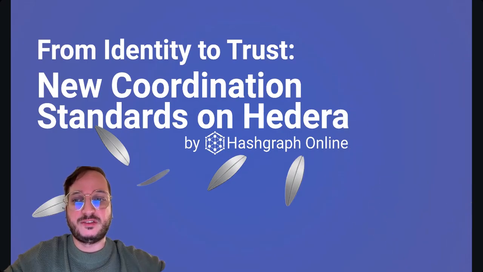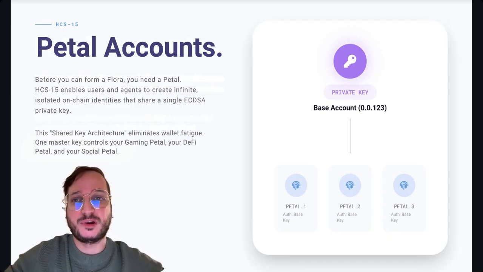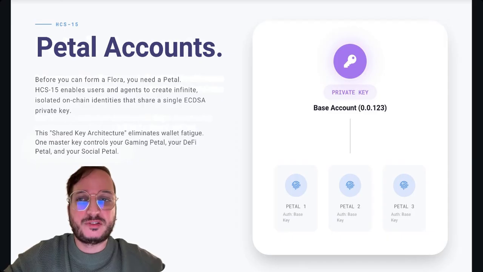One of the cool things about Hedera that most people don't know is that you can have many accounts that use the same private key. In fact, you can have many different entities that use the same private key. You can reuse private keys all throughout the Hedera ecosystem. So that brought us to an innovation we thought about called petal accounts.